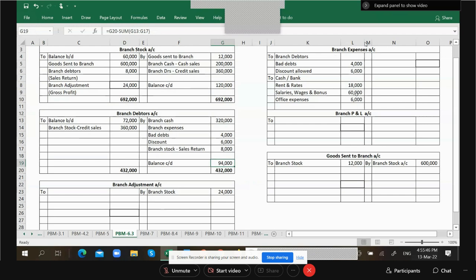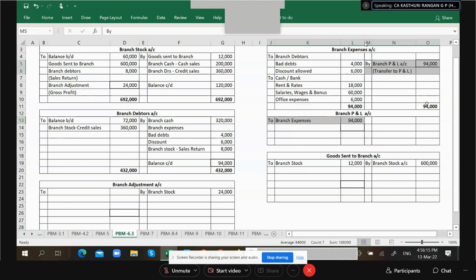Now, in the branch expense account, the total expense is 94,000. All expense put together is 94,000. That should be transferred to which account? It should be transferred to P&L account. What is the entry? Branch P&L account debit to branch expense account. Total expenses at branch transferred to P&L. So entry, branch P&L account debit to branch expense account.